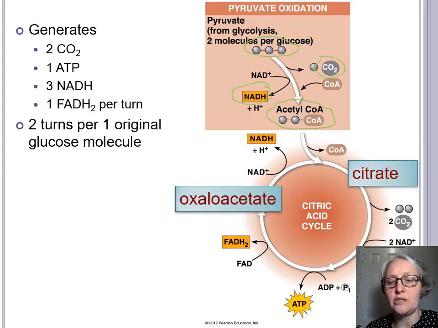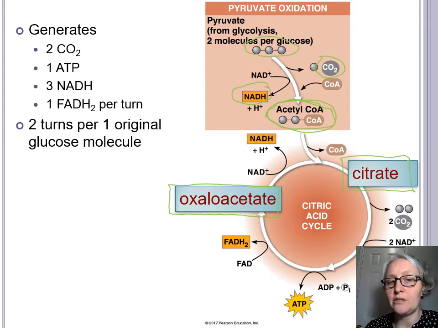From here we can see the citric acid cycle. Let's start with oxaloacetate. Oxaloacetate comes in. It's going to combine with 1 acetyl coenzyme A to make a citrate molecule. We're then going to break that citrate molecule apart.